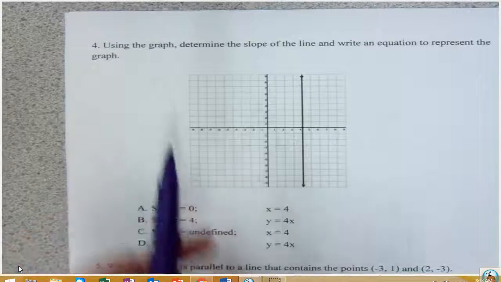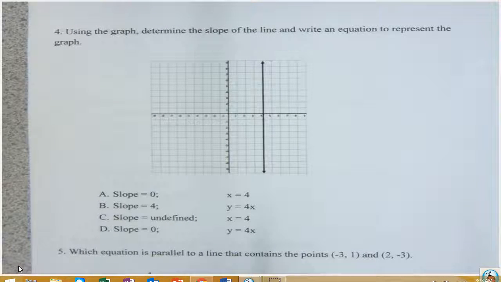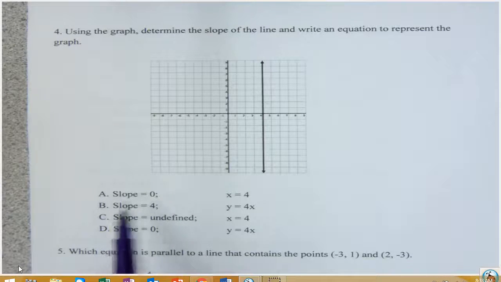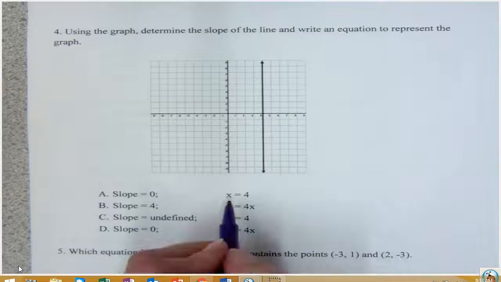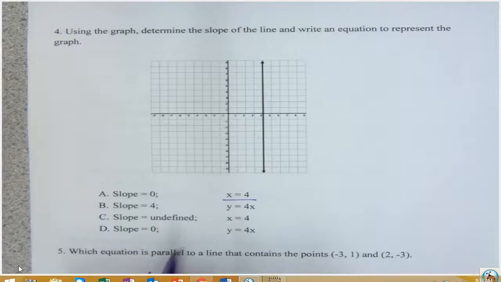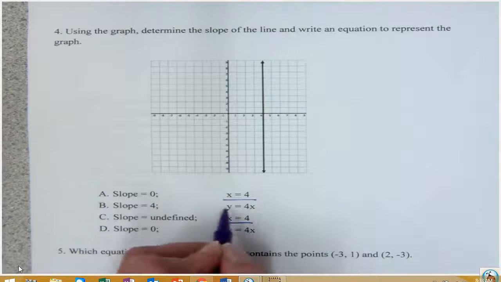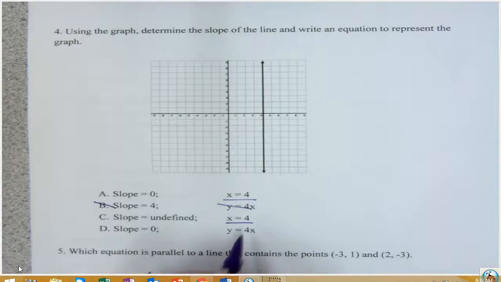Moving on. Using the graph to determine the slope of a line, write the equation to represent the graph. So this is your line. Right here we know that x equals 4. So one of these two is not correct, and this is not correct. So we know that x equals 4 has to be our answer, and the slope of a vertical line, hopefully you know, is undefined. Hopefully that's an easy one for you.